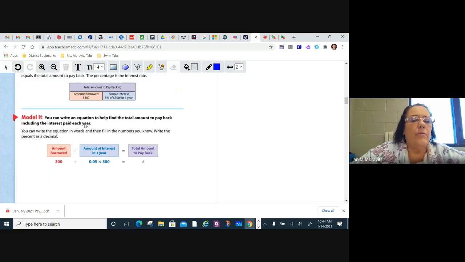All right, it says you can write an equation to help find the total amount to pay back. Well, the amount that you borrowed was $300. And you're also going to have to pay the interest, which was 5% of $300 for 1 year. So you have 0.05 times 300, because you have to change the 5% to a decimal, which you take 2 places to the left. So you have 300, plus you have to pay this percentage right here, 0.05 times 300. And that tells you the total amount that you have to pay back.